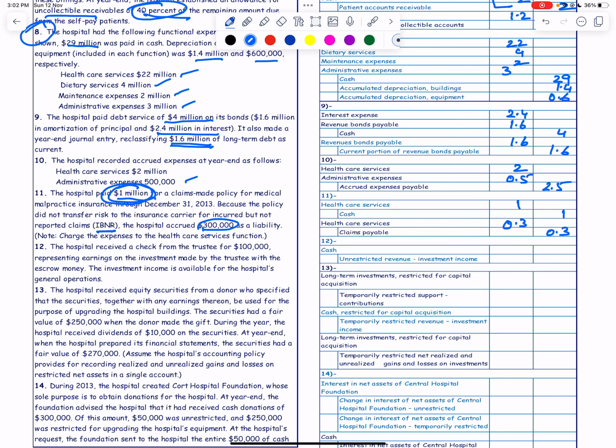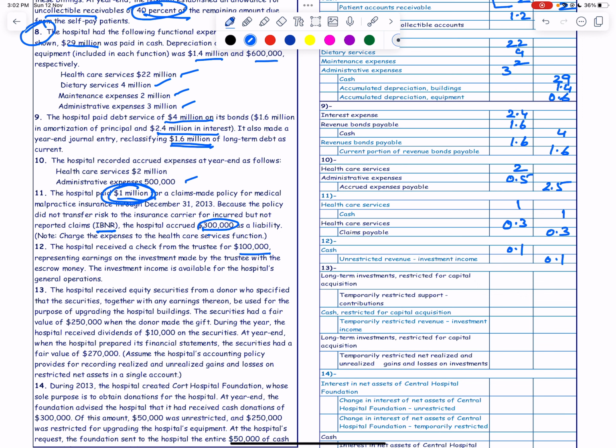Then the hospital received a check from the trustees for 100,000, representing earnings on the investment made by the trustee with the escrow money. The investment income is available for the hospital's general operation. So we have received 100,000. So cash is debited by 100,000 and unrestricted revenue is credited by 100,000.